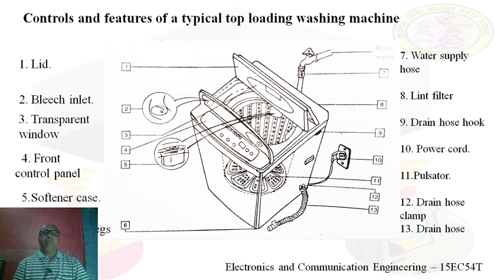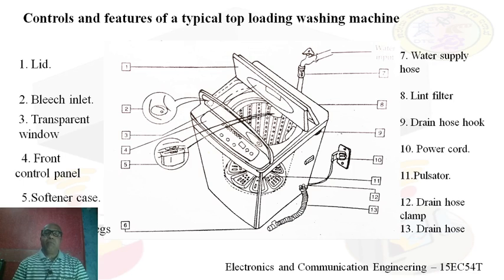parts they have. These are typical controls and features of a top loading washing machine. As you can see, the first is lid, second is bleach input. From here you can input the bleach if required. Then the third portion is the transparent lid, or window you can call it. And then there is a fourth, front control panel. Then fifth, softener case.